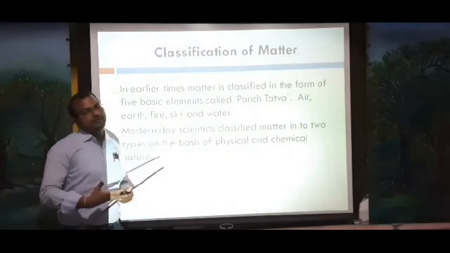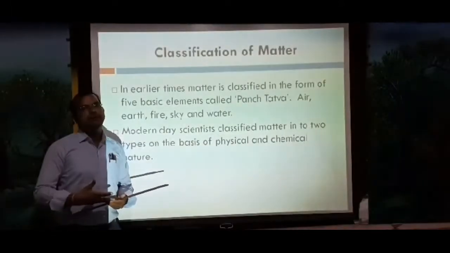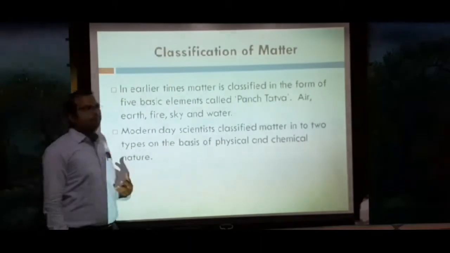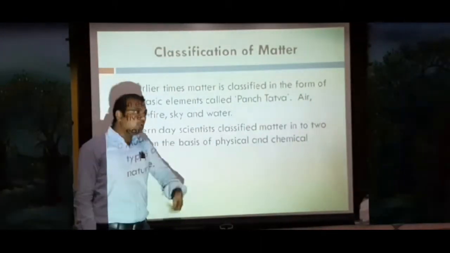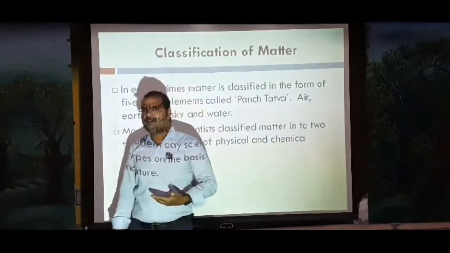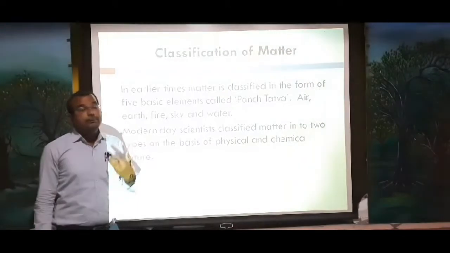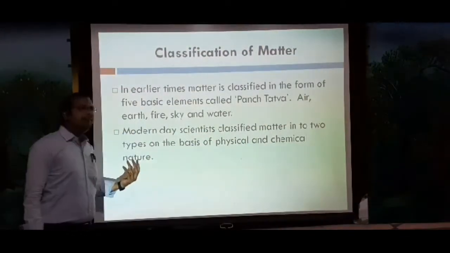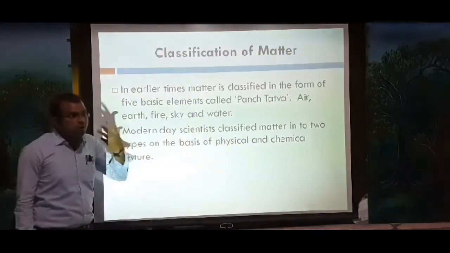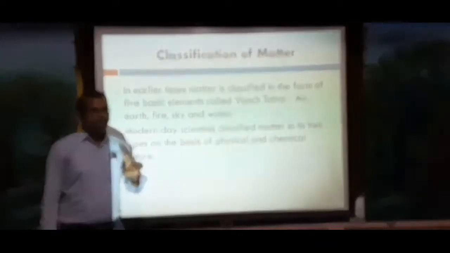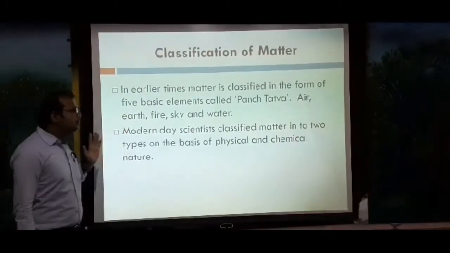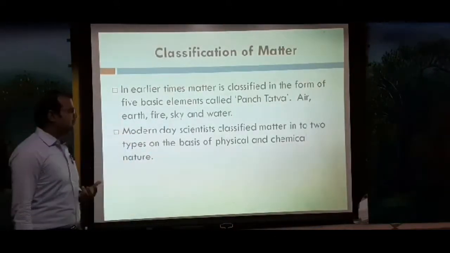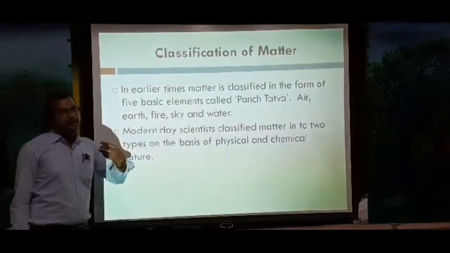So earlier philosophers classified all the matter on the basis of these five basic things. But later, modern scientists evolved the classification and made some changes. What changes did they make? All the matter has been classified into only two types, on the basis of their physical and chemical nature. So modern scientists made only two ways of classification, whereas before that, they made five basic classifications.